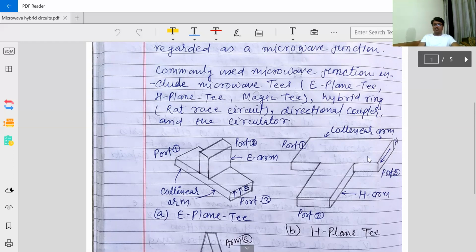Again, the H-plane T is also a combination of waveguides. One waveguide is this one, and another waveguide is this one, and they are connected like so. Two waveguides, two microwave devices, are connected in some way to transfer the signal from one port to another port. So this is known as a microwave hybrid circuit.